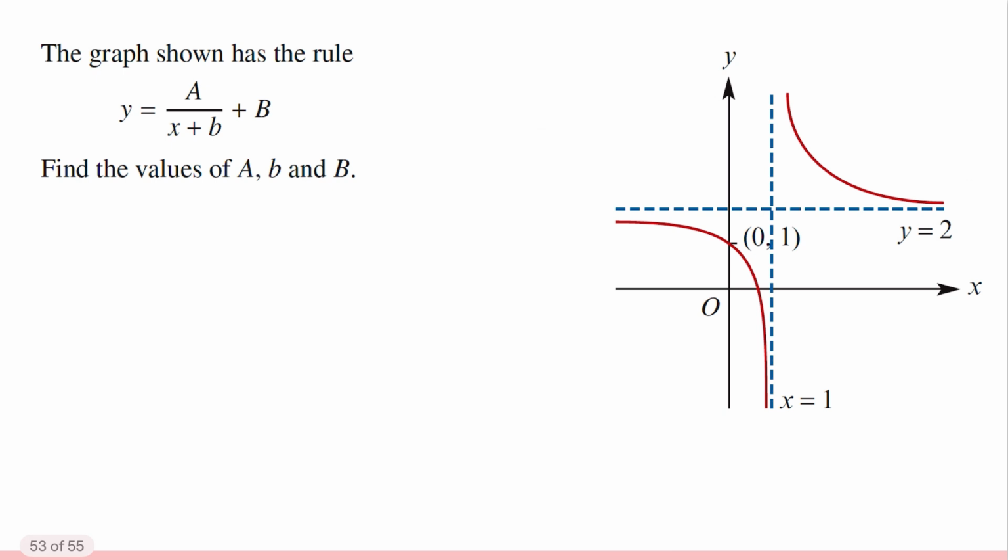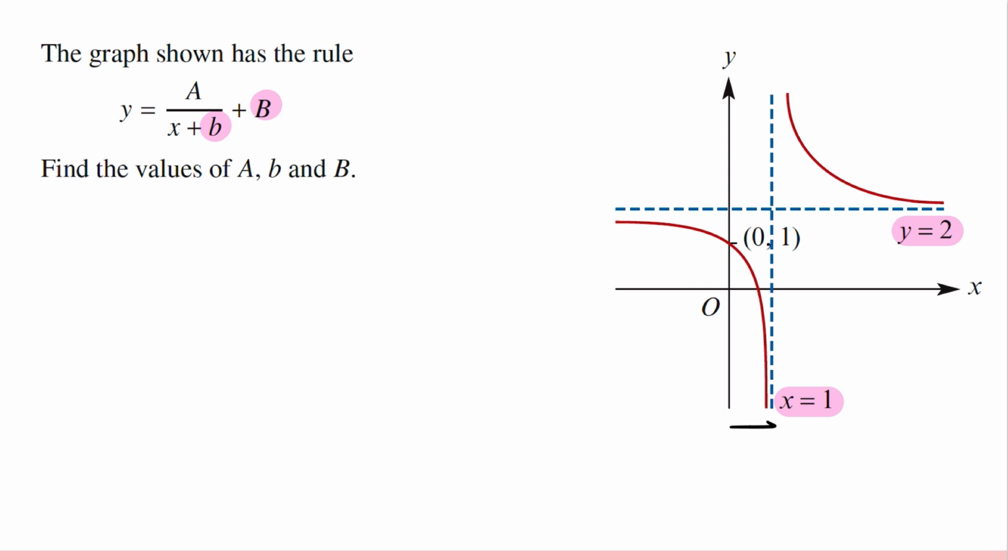All right, last example. It says the graph shown has this particular rule. Find the values of a, b, and B. Little b, big B. So we can see that we've actually got two special points here. So these two values, little b and big B, are actually the asymptotes of this hyperbola. So that's recognizing that that would just simply be this here.